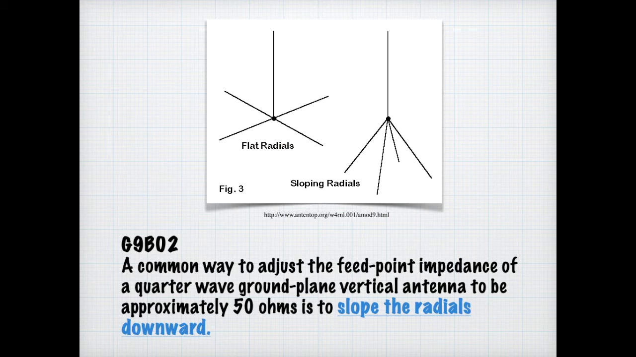To a keen observer, you may notice that a lot of antennas have radials that point downward. And one of the reasons they do that is for impedance matching. For the exam, you need to know that a common way to adjust the feed point impedance of a quarter wave ground plane vertical antenna to approximately 50 ohms is to slope the radials downward. That's a neat trick, right?